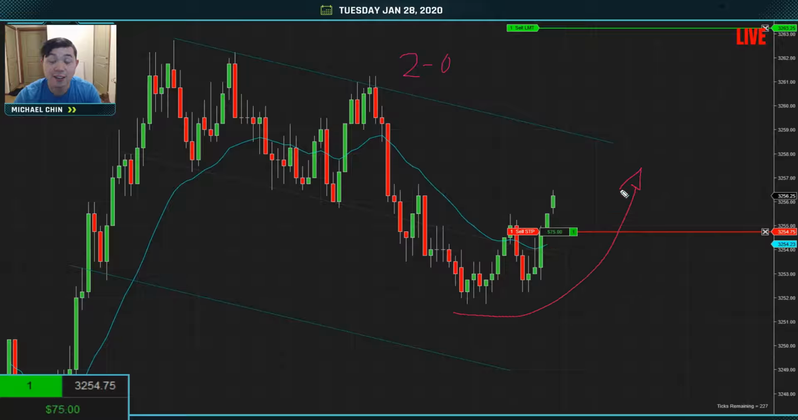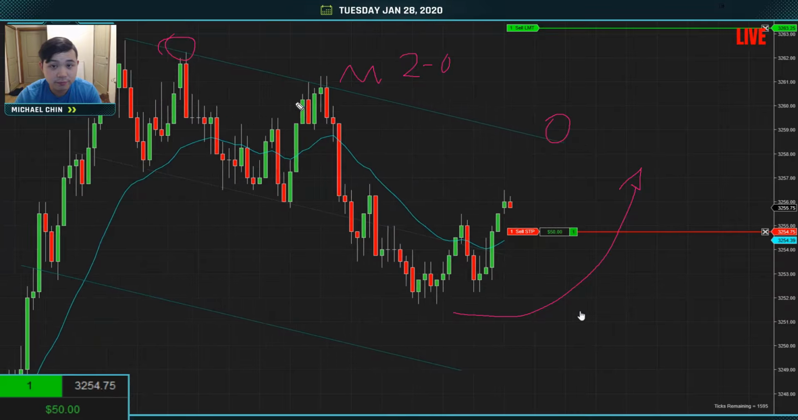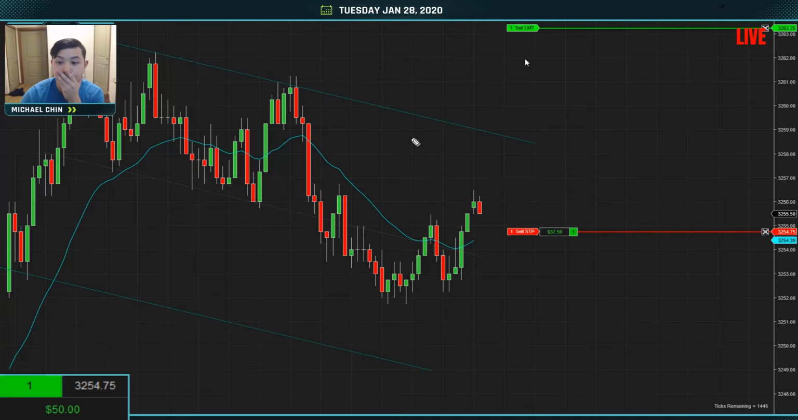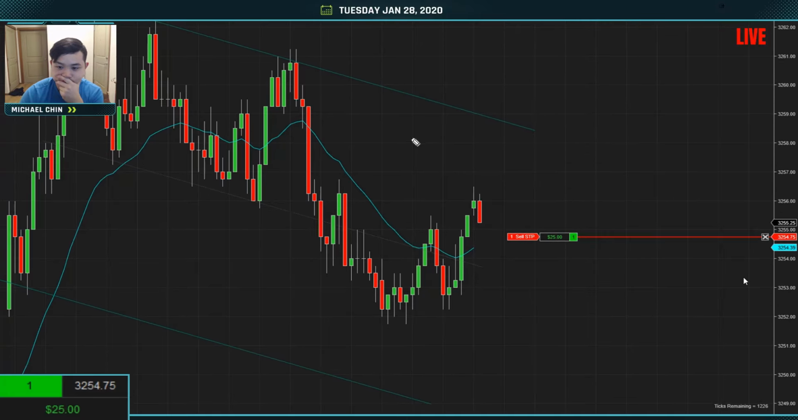Looks like this pattern is starting to reverse here. So we could come up to this trend line. We could come up to the highs here. There's a little resistance here. All good targets for us to take. But actually, unfortunately, it looks like prices are starting to turn down on us. So it looks like our runner is going to get taken out.